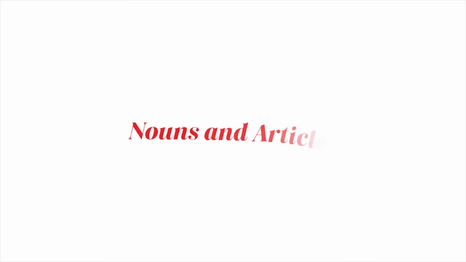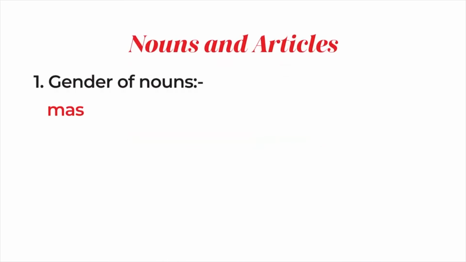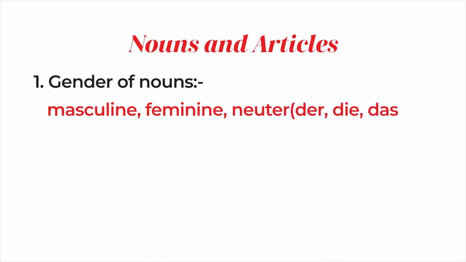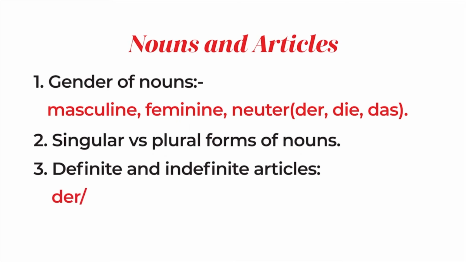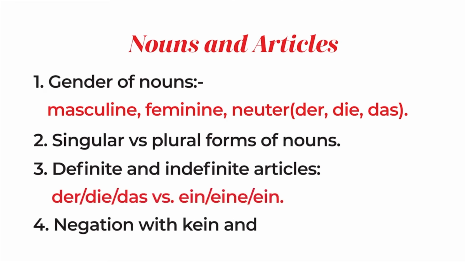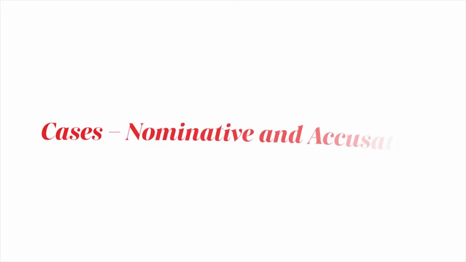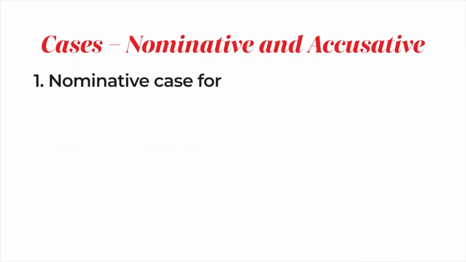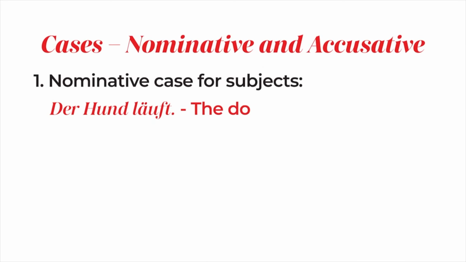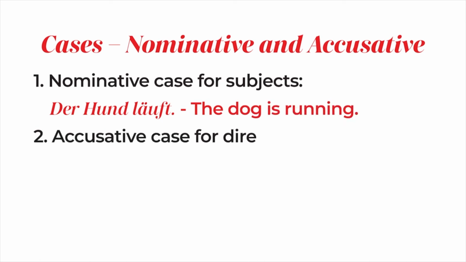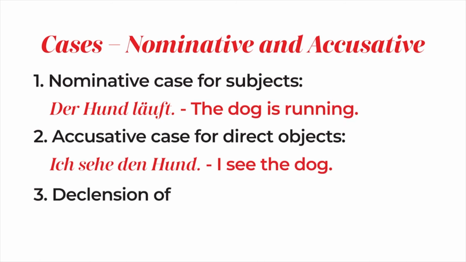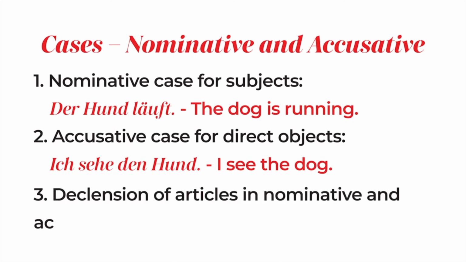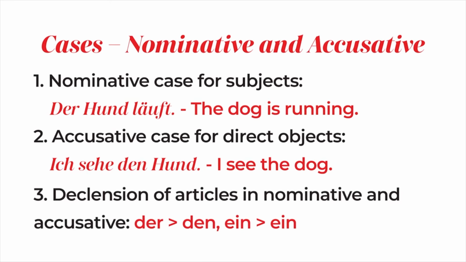Nouns and articles. Genders of nouns, masculine, feminine, and neuter, der, die, and das. Singular versus plural nouns. Definite and indefinite articles, der, die, and das versus ein, eine, and ein. Negation with kein and its declensions. Cases, nominative and accusative. Nominative case for subjects, der Hund läuft, the dog is running. Accusative case for direct objects, ich sehe den Hund, I see the dog. Declension of articles in the nominative and accusative cases, der changing to den and ein changing to einen for the masculine forms.